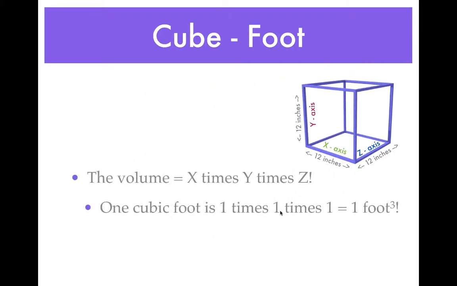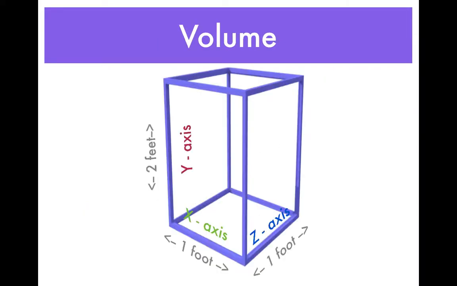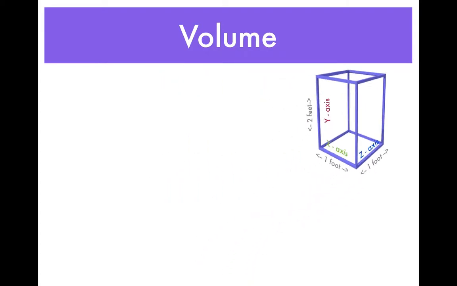What's 1 times 1? It's 1. And what's 1 times 1? It's 1. So that's 1 cubic foot. Now, what if these are not exactly 1 foot? Let's take a look here. Here we have 1 foot on X, 1 foot on Z, and 2 feet on Y. We stretched it up. So what's the volume here?